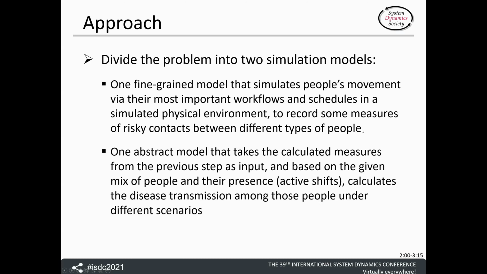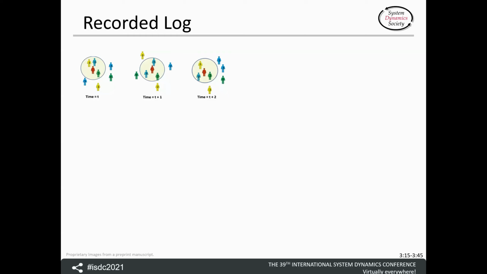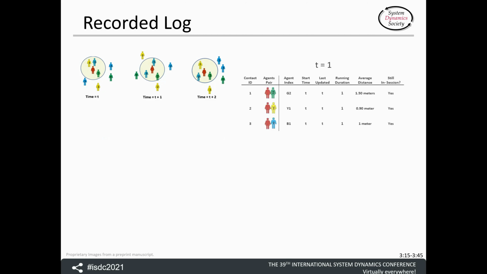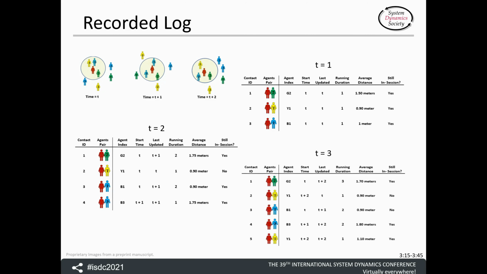In other words, the aim of the first model is to generate input parameters, or the average contact rate per pair of agent type, as its output. During this fine-grained simulation, the system records risky contacts based on a predefined criteria in its most fine-grained level of granularity. Each instance of contact between a pair of agents is recorded separately. We then aggregate and normalize this data to make it useful for the second stage model.